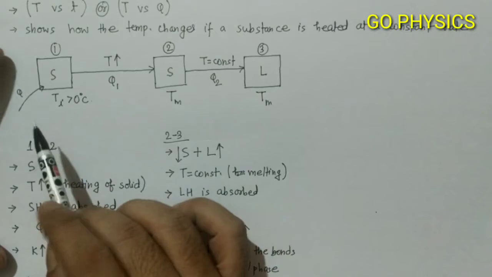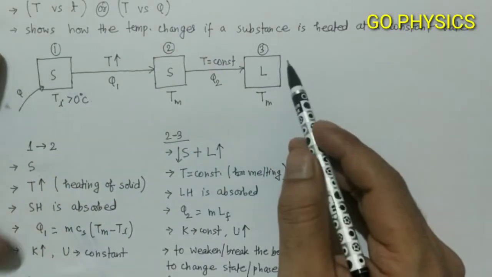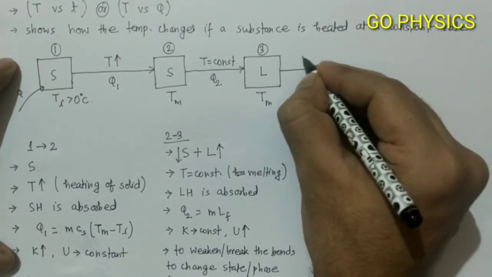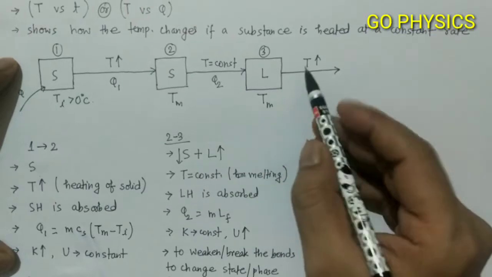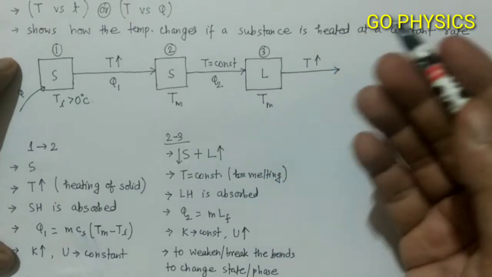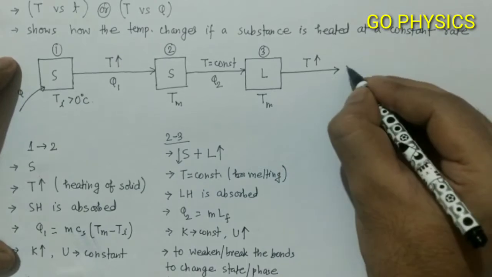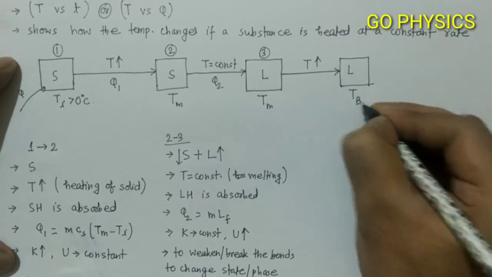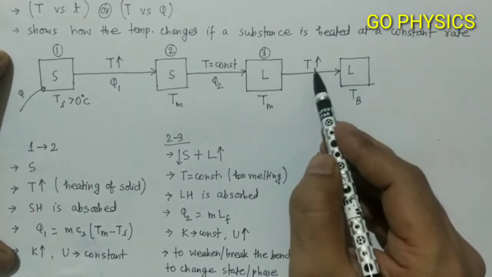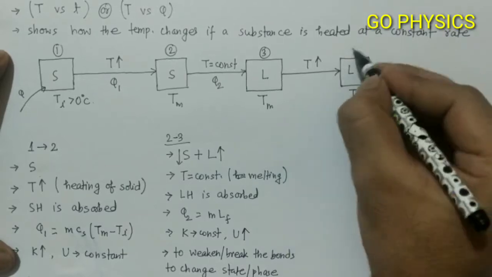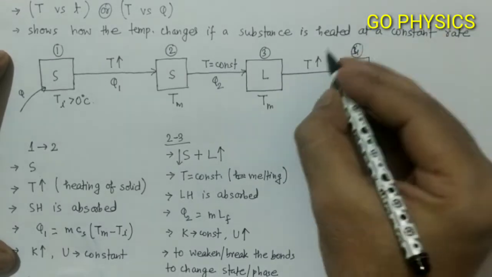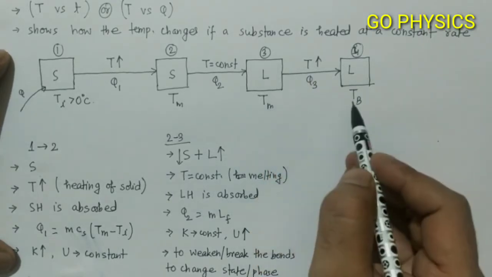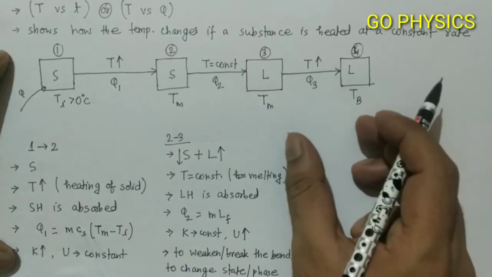Now, since the heat is continuously supplied to the system, what will happen? Temperature of the liquid will keep on increasing, and it will increase up to the boiling point of that liquid. TB is the boiling point of the liquid. Let us suppose during the process 3 to 4, Q3 amount of heat is absorbed by the liquid to change temperature from Tm to Tb. Now we are going to deal with the process 3 to 4.